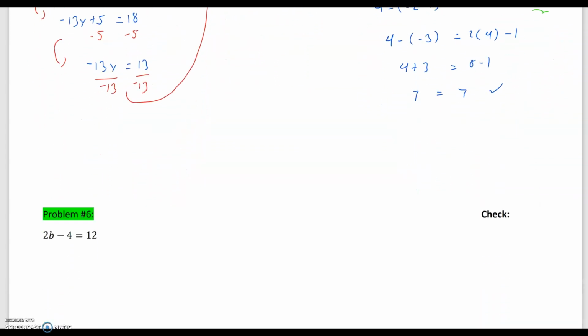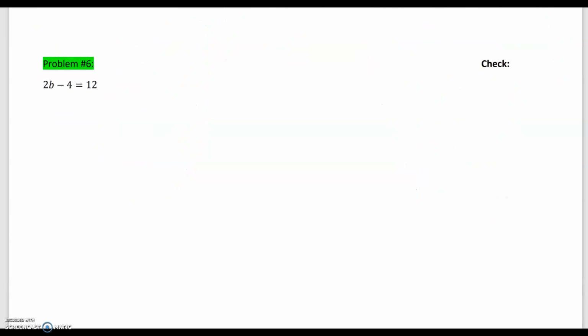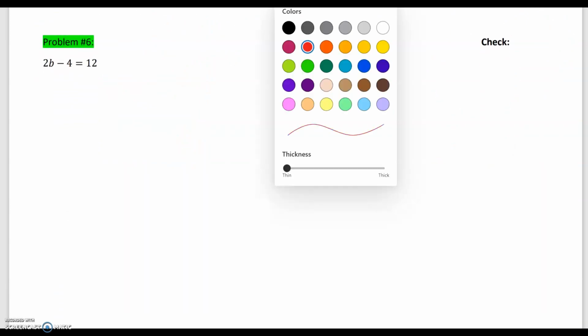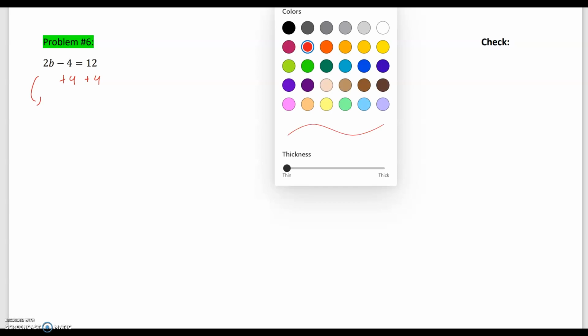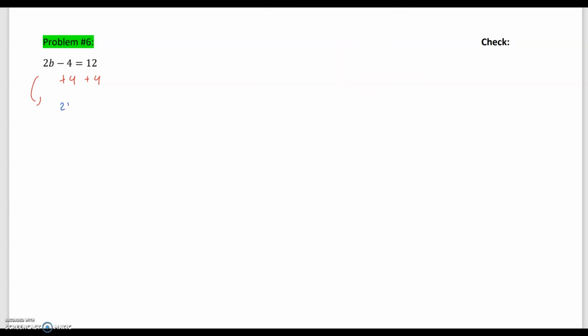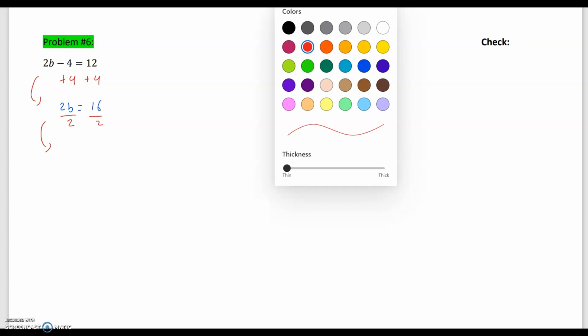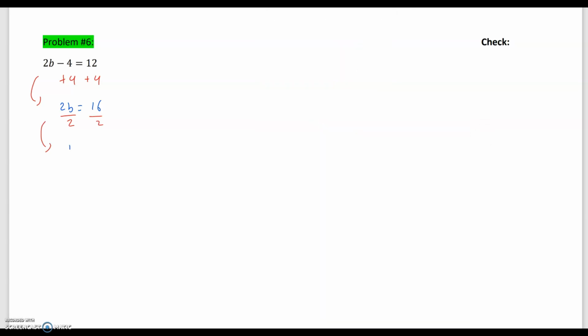So let's move on to problem 6. Okay, good news. Problem 6, it's only going to take a couple of steps. And in this case, I'm just going to be adding the 4s. So we're looking at 2b is equal to 16. And then we're going to be dividing by 2. So b is equal to 8.